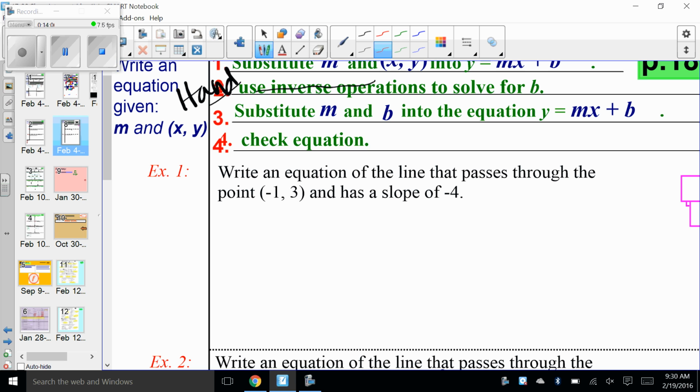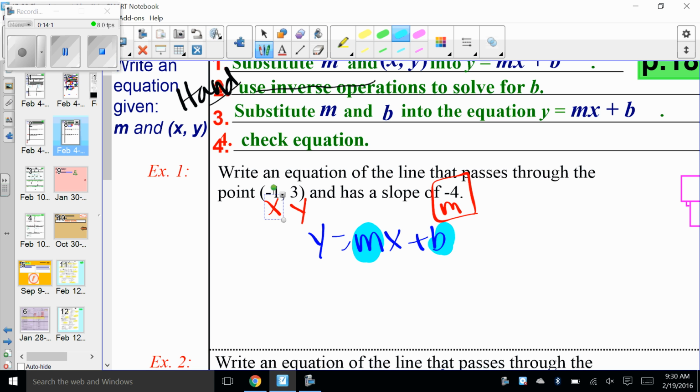So we're going to try that out again here. x, y. And this is my m. Every single time we do these, we have y equals mx plus b. Every single time we do these, we have m stop sign, b stop sign.